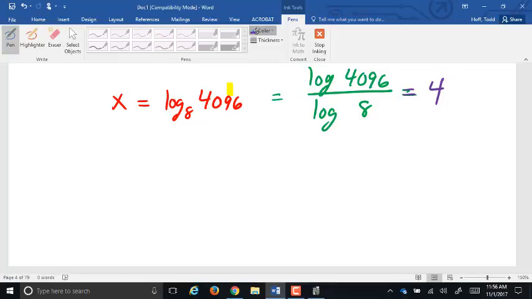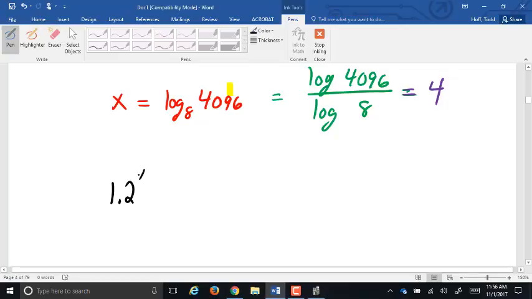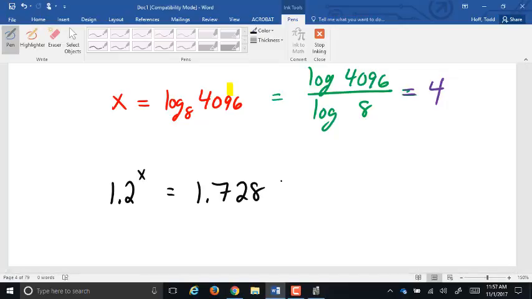Okay, so what if I give you something a little uglier? 1.2 to the power of x equals 1.728. I want you guys to take a little bit of time and just think about that. We'll talk about it in about 30 seconds. Think about what you would do to solve that. Try it in your notes.